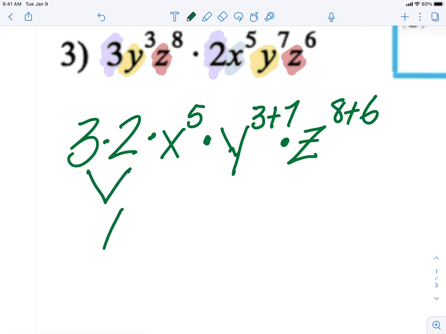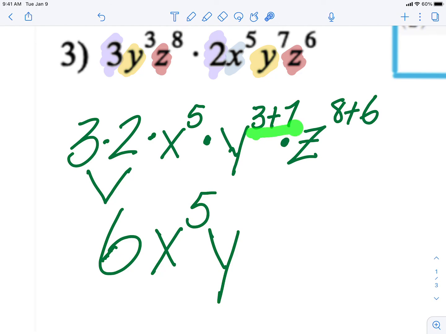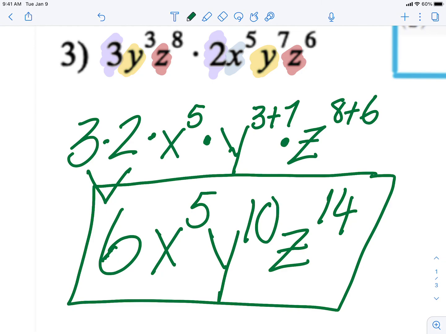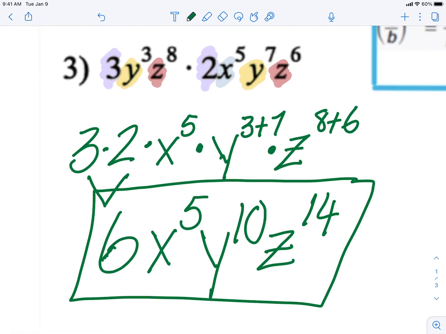3 times 2 gives me 6. Now, this x to the 5th, well, I'm not adding 5 to anything, so that just comes down as x to the 5th. Next is y, so I'm going to write y, and 3 plus 7 is 10. Next is z, so I'm going to write z, and 8 plus 6 is 14. And that right there, kiddos, is my final solution.